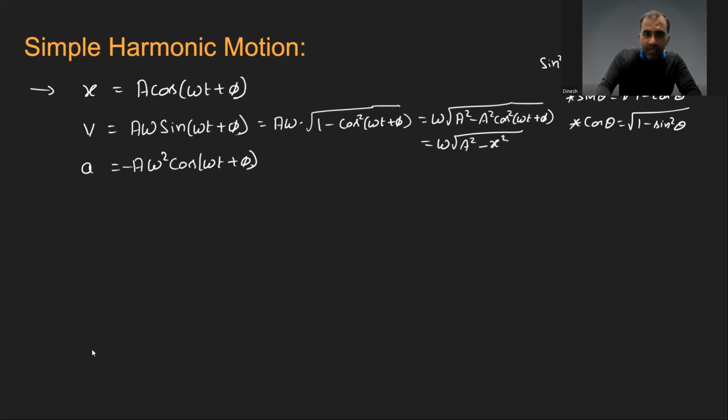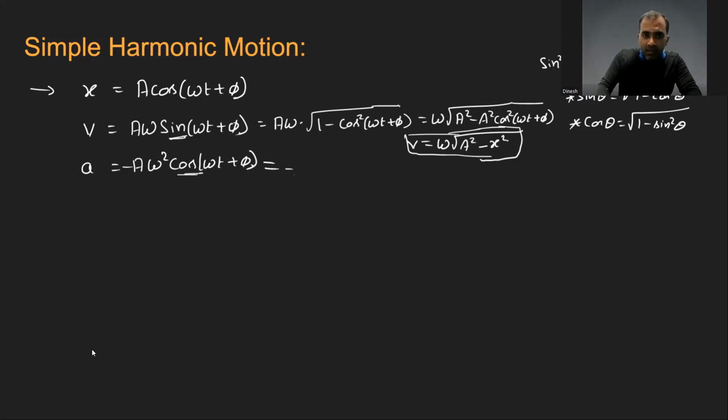X is A cos omega t, so x square is A square cos square. So we already know this relation. I'm just trying to get it in another way. Using the same process, we want to get the relation between acceleration and velocity. Velocity is in terms of sine, but acceleration is in terms of cos. Can you convert cos into sine in the same manner?